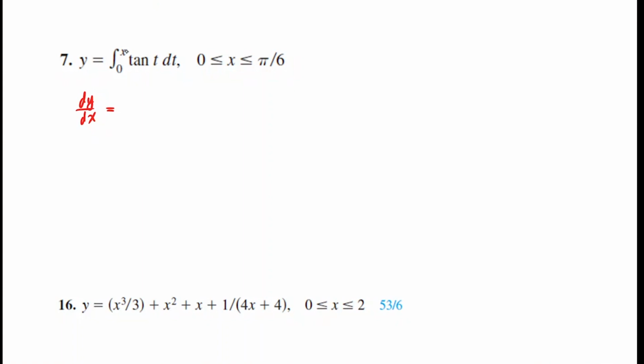So we lose the integral; derivative and integral cancel each other. So that's just tangent t. Well, tangent x, now you substitute x in here. Good.